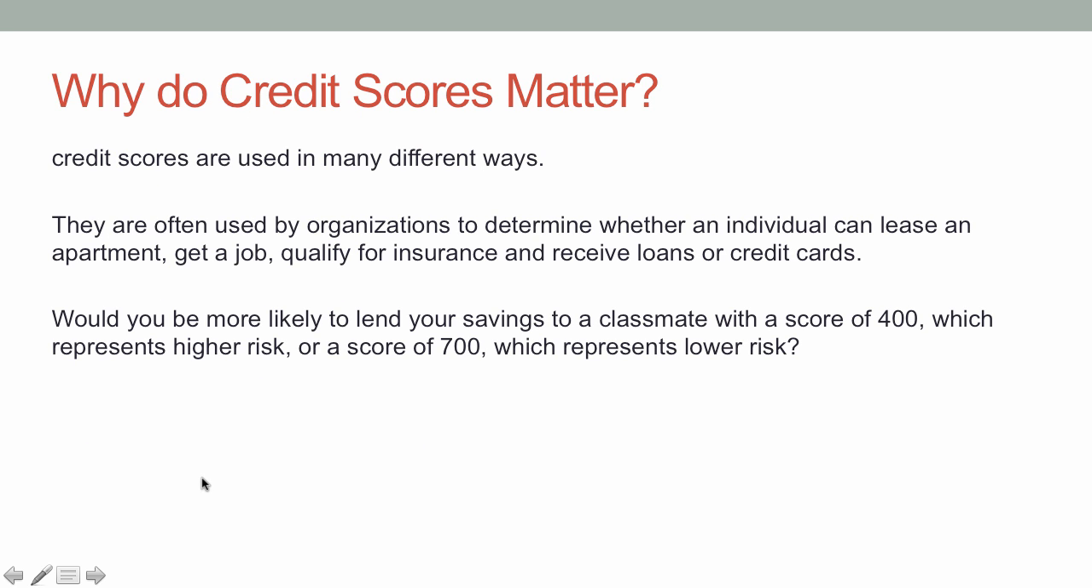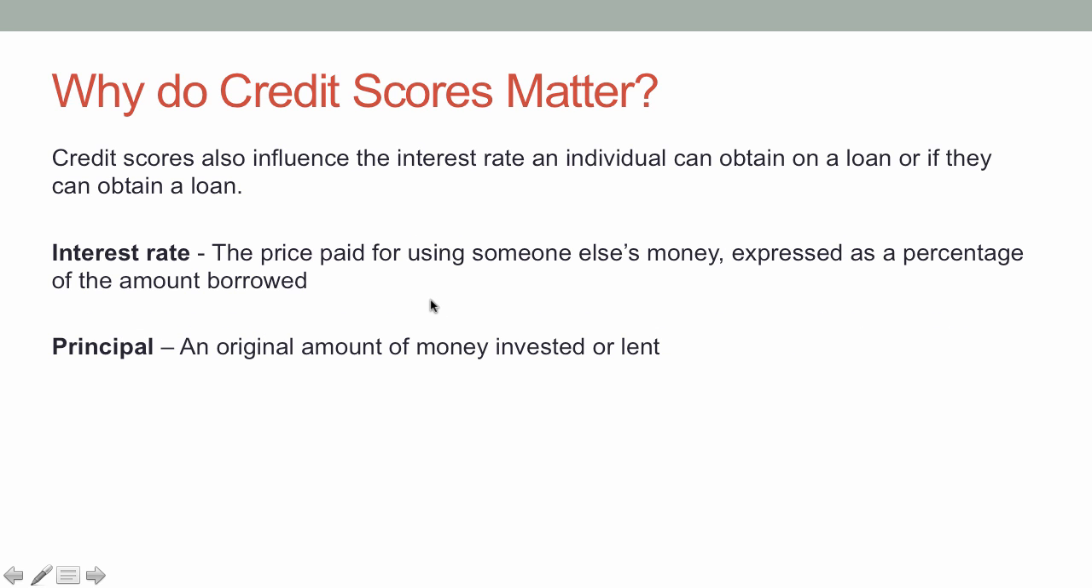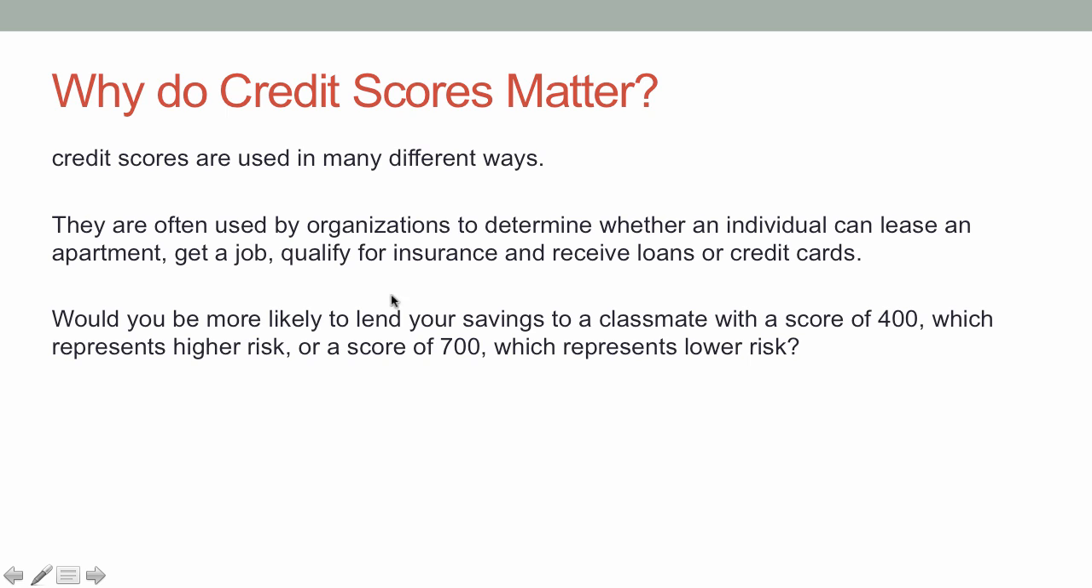Credit scores are used in many different ways. They're used by organizations to determine whether you're worthy to get an apartment. You can actually not get permission to get an apartment. They may say, no, your credit's no good. We don't trust you to make the payments. You're not going to get this apartment. Your jobs. You may not get a job based on your credit. You may not qualify for insurance or receive a loan. So you can be disqualified for all these things if you don't show that you have good credit.